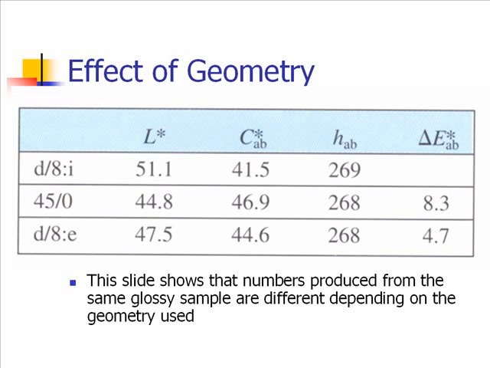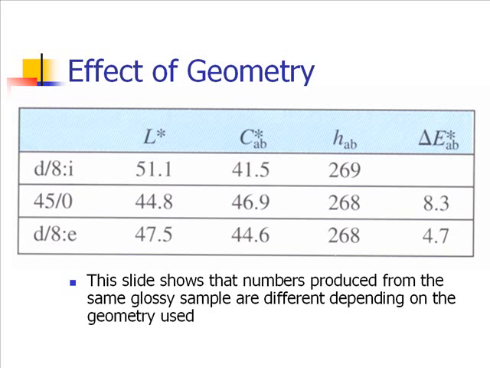So we're using the spherical instruments. The D/8:i is the spherical instrument, with the specular component included. Then we measure it on a 45/0, and we see that really where the numbers have the biggest difference is in the lightness. The 45/0 is lower, so that's much darker, like we talked about. The specular component excluded, which tries to mimic what the 45/0 instrument does, is higher than the 45/0, but it's lower than the specular component included. So it's kind of in between there.